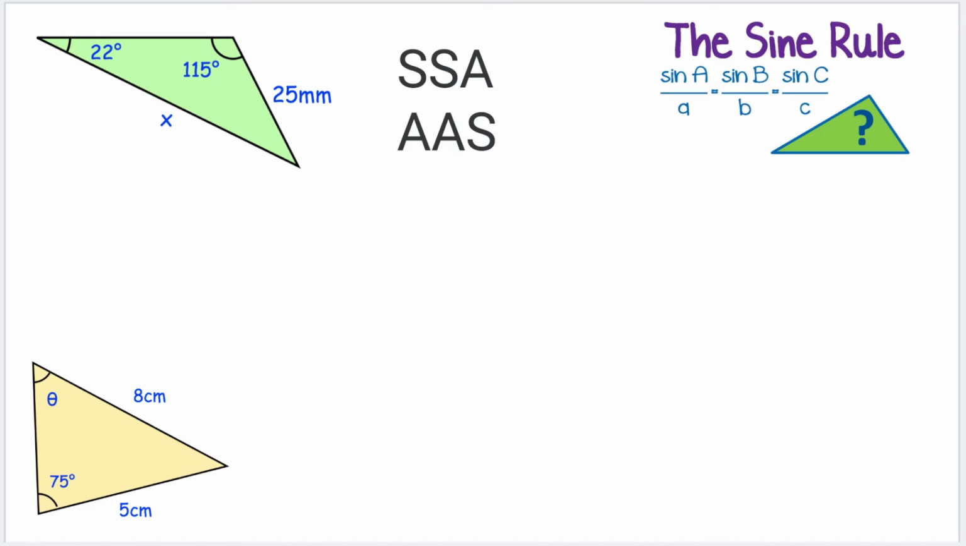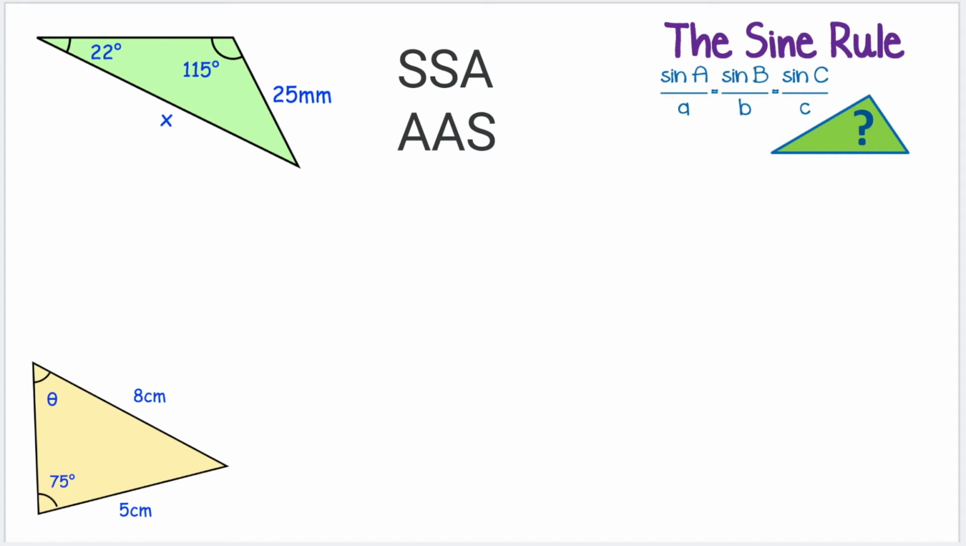The first example we're going to look at is a triangle that looks like this green triangle. If you look at the order of the measurements, we have angle, angle, side. So we're going to use the sine rule. To set up the question, all we need to do is write a ratio of sine of an angle divided by the opposite side of that angle, equal to sine of the second angle divided by the side that is opposite that angle.